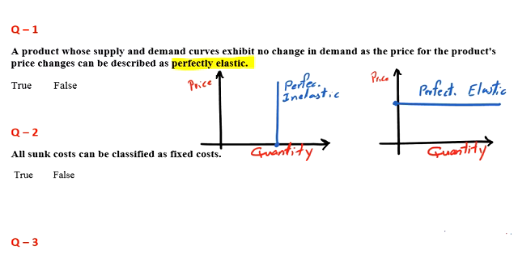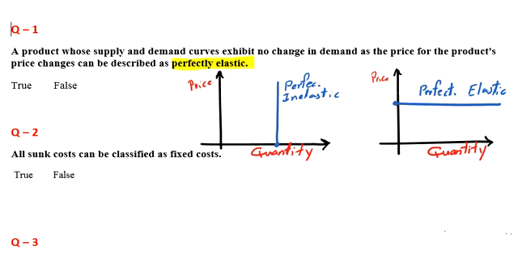So question number 1. A product whose supply and demand curves exhibit no change, as a key point, no change in the curve in demand, as the price for the product's price changes can be described as perfectly elastic.